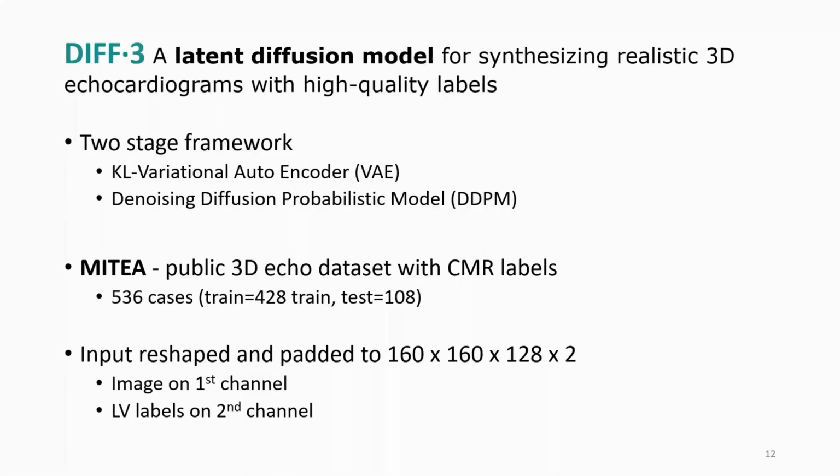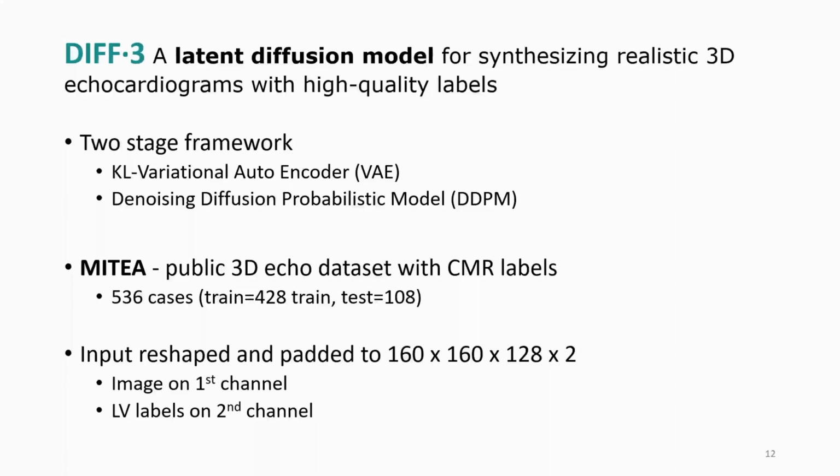And basically DIFF-E is a wordplay on DALL-E, a latent diffusion model for synthesizing realistic 3D echo with high quality label. So not only the image, we also want to generate the label, because even if we can generate a massive amount of images, it is probably hard to also provide the ground truth segmentation. So what we want to do is not only provide the image, but also the labels. And again, it's a two-stage framework.